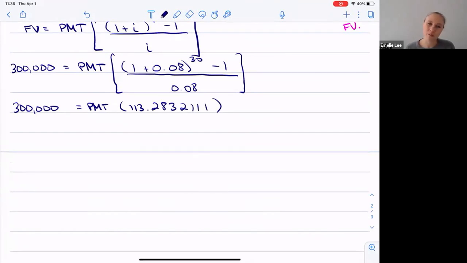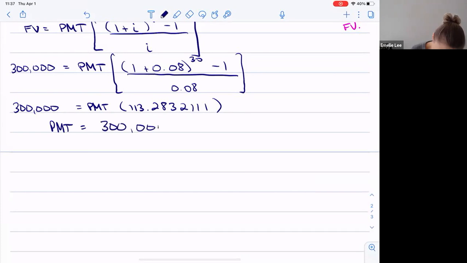I'm just going to use the previous answer option. So then, if I solve for the PMT, I have to divide both sides by 113 point blah blah blah. So the PMT is 300,000 divided by 113.2832111.